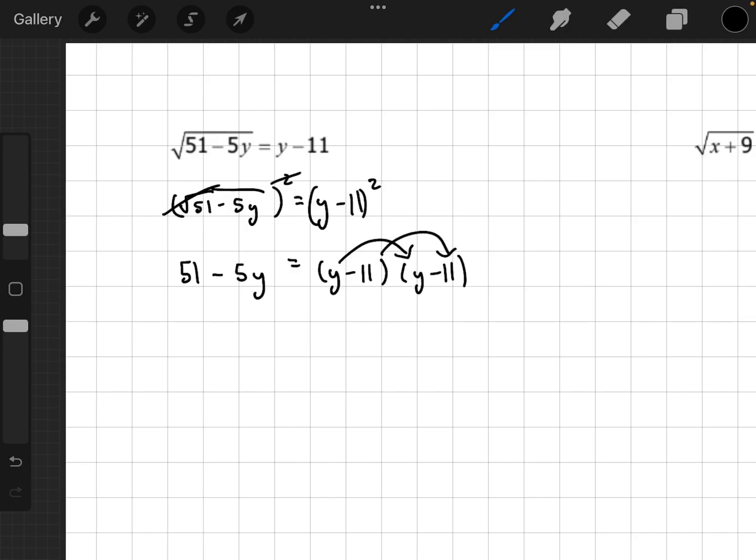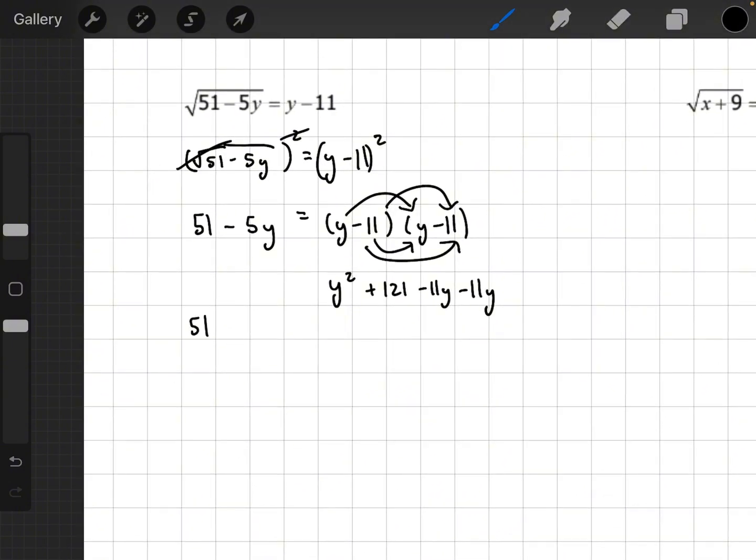We'll multiply the first terms and outside terms. So we have y squared, y times y is y squared. Negative 11 times negative 11 is 121. Then we have these terms, negative 11 times y, and y times negative 11. So we'll rewrite this, 51 minus 5y equals y squared minus 22y plus 121. Now we can solve as normal by setting this equation to 0. So we'll take this 51 and subtract 51 on both sides.